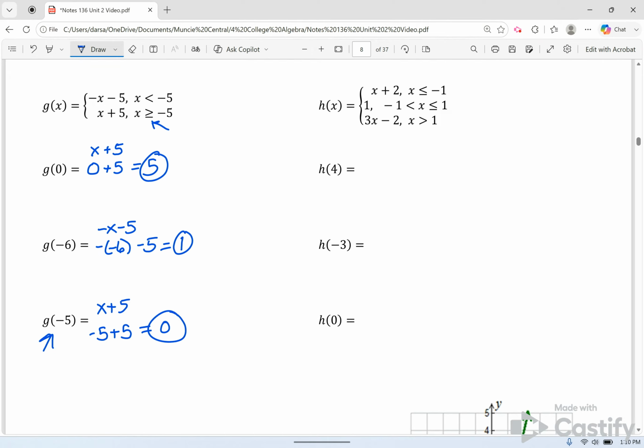All right, let's look at another one that's a little more complicated because it has 3 pieces. So let's look at our h of x here. So notice that we'll use equation number 1 for x is less than or equal to negative 1. We'll use equation number 2 for x between negative 1 and 1, and we'll use equation number 3 for all x's greater than or equal to 1. So here's the comma. These are the rules. These are the equations. That's how this works.